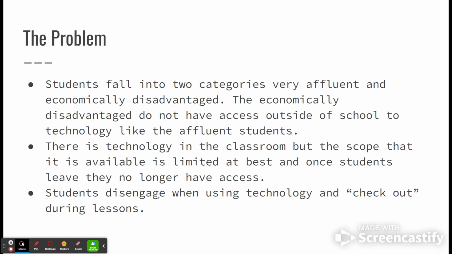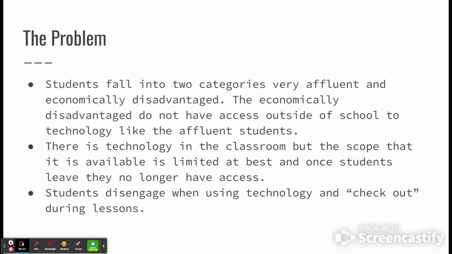So our students fall into two categories. Like I said, they're either extraordinarily or very affluent, or they are economically disadvantaged. And then their socioeconomics really plays a role into how they learn. And so the economically disadvantaged students do not have access outside of the school to technology like the affluent students do. Most have access to cell phones, but when we're talking about classroom tools, computers are very sharply divided between who does and doesn't have access to that.